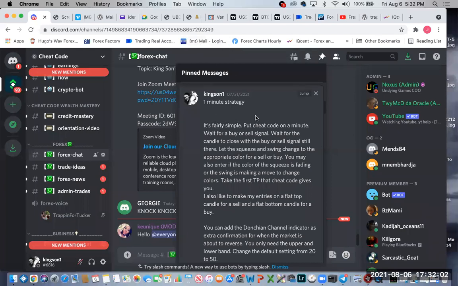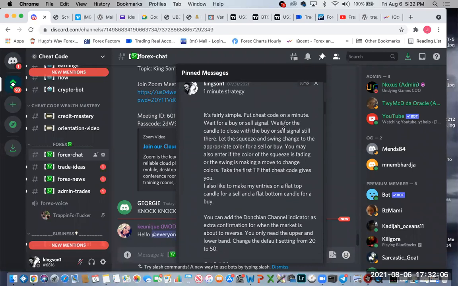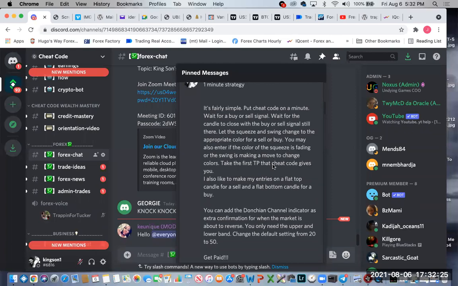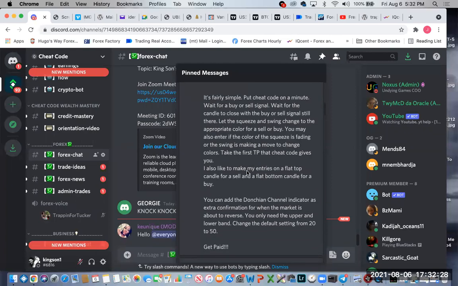All right, so here's the strategy. It's fairly simple. Put cheat code on a 1 minute chart. Wait for a buy or sell signal. Wait for the candle to close with the buy or sell signal still there. Let the squeeze and swing change to the appropriate colors for a sell or buy. You may also enter if the color of the squeeze is fading or the swing is making a move to change colors. Take the first TP that cheat code gives you. I also like to make my entries on a flat top candle for a sell and a flat bottom candle for a buy.